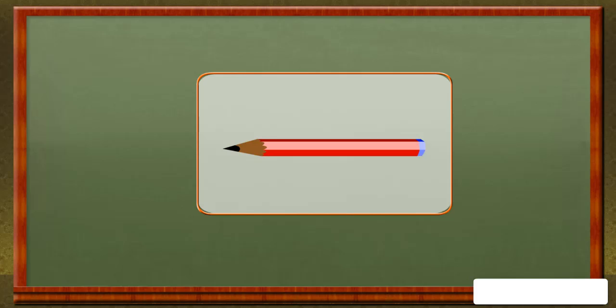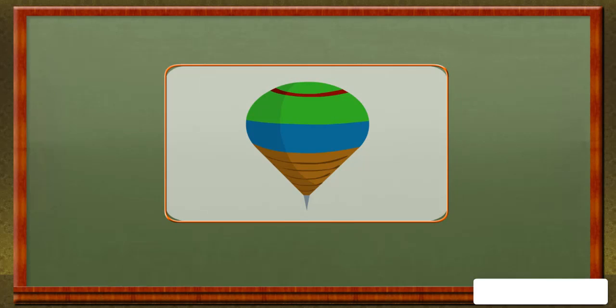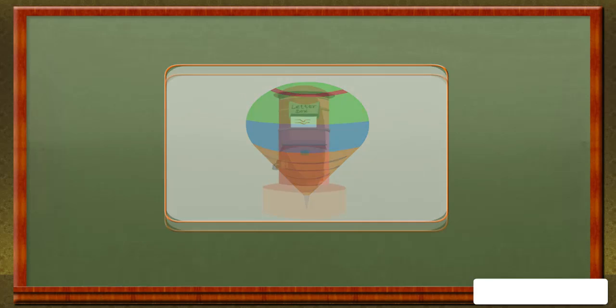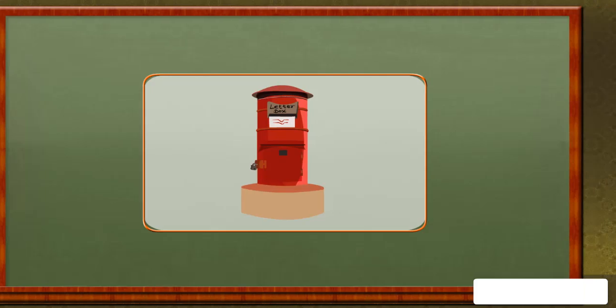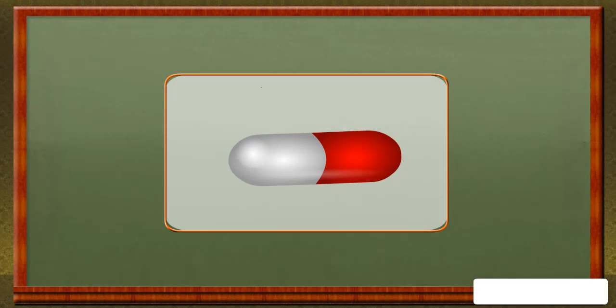Now guess for a pencil. Yes, pencil is the combination of a cone and cylinder. And this toy is a combination of cone and hemisphere. And this letterbox has a hemisphere on a cylinder. How do we find the surface area of such a solid?